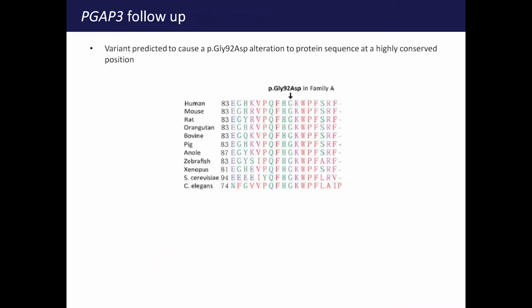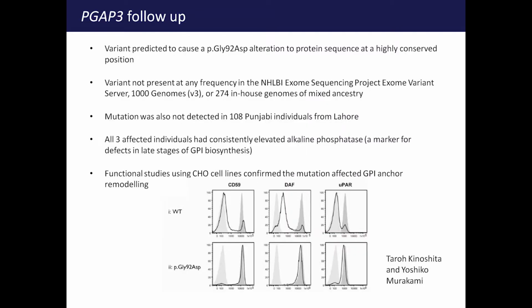To follow this up, we checked the amino acid conservation at this site, and it was conserved right across all the species that we looked at. It wasn't in the exome variant server database. It wasn't in 1,000 Genomes or in some in-house genomes of mixed ancestry. But as this family were from Pakistan, we also managed to get hold of 108 Punjabi controls, very close to where this family originated from, and we didn't find this mutation in those individuals either.